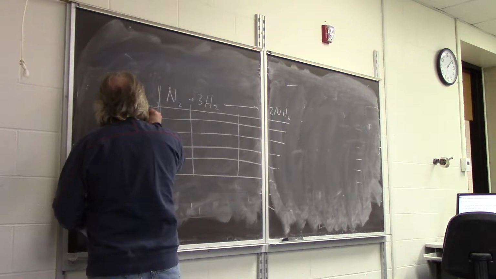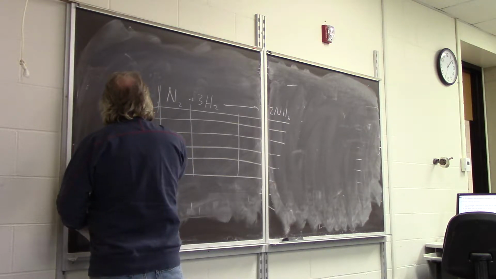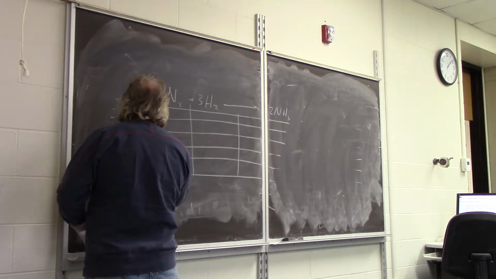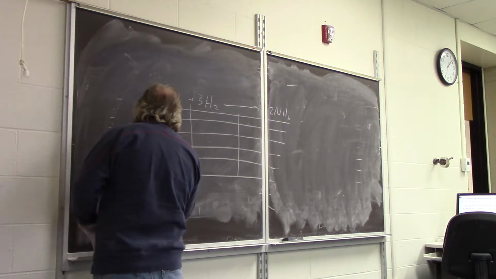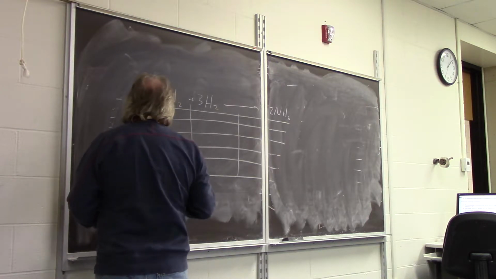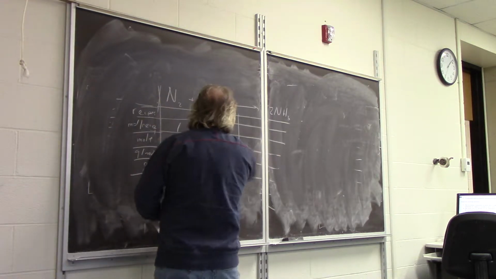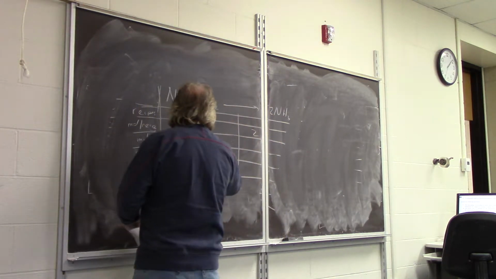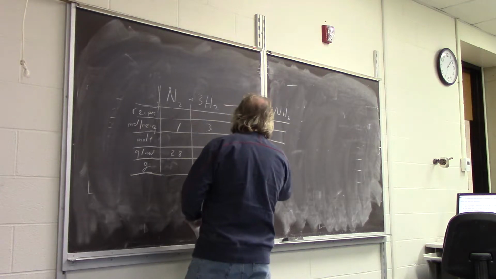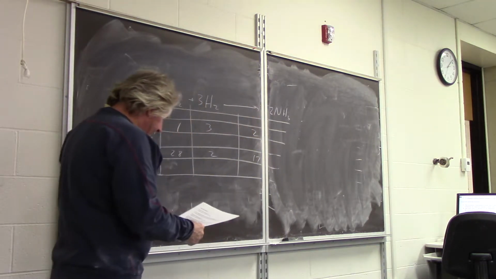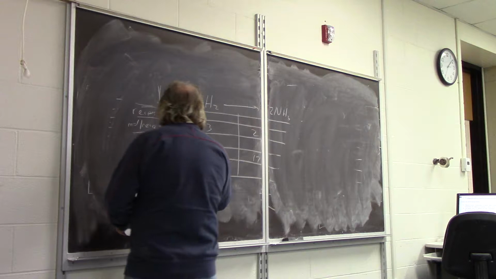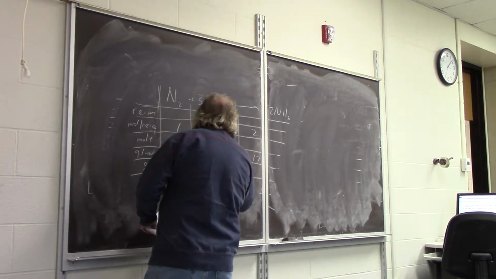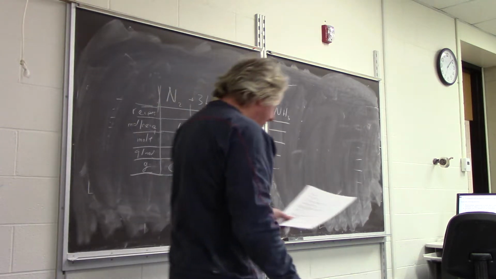Okay, recipes, moles per recipe, moles, grams per mole, and grams. So this is 1, 3, and 2. The molar mass is 28, this is 2, and this is 17. Okay, I'm given 28 grams of nitrogen, 25 grams of hydrogen.